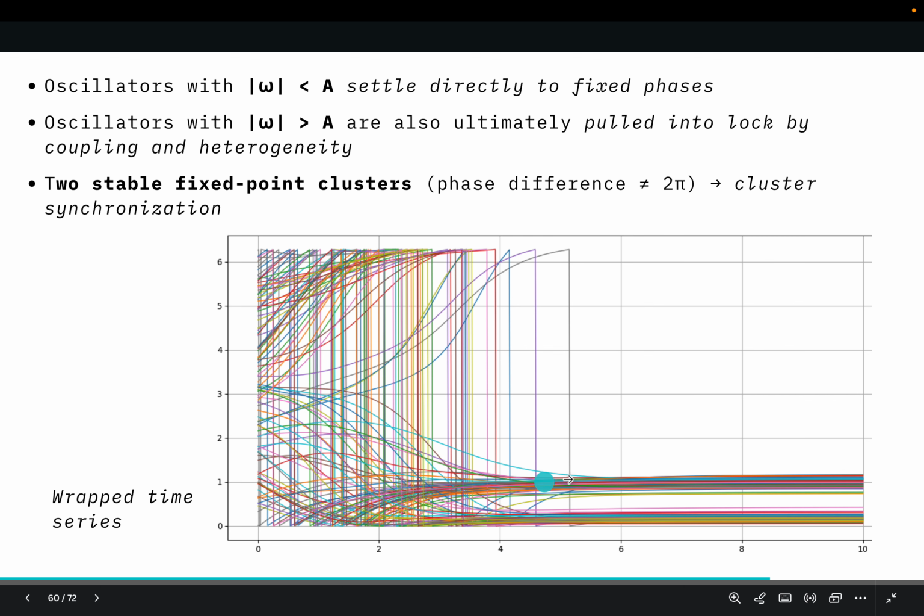So oscillators where the magnitude of omega, yeah, we are looking at the magnitude of omega. Sorry, I presented this work a long time back, and the last few slides on cluster synchronization I improvised, so I was not prepared. That's why I got confused in a few places. Sorry for wasting your time.